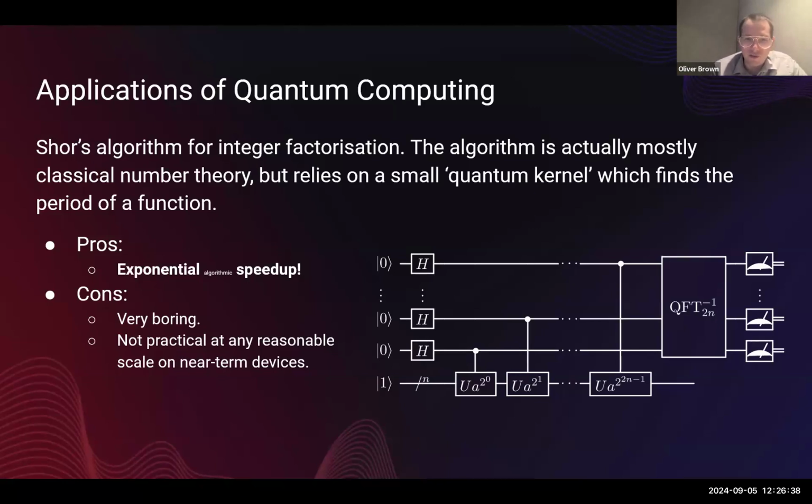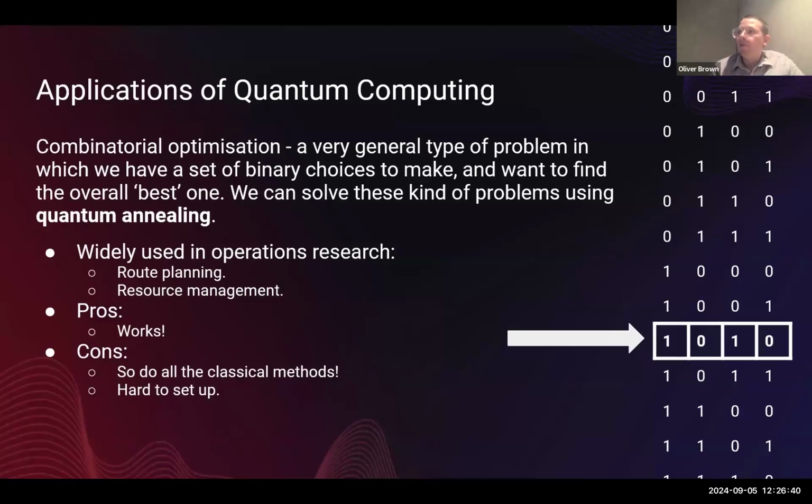But there's one application of quantum computing, another perhaps more interesting and more useful one, though, is, as Chris already mentioned, optimization. And in particular, combinatorial optimization works particularly well on quantum computers. This is a very general type of problem in which we have a set of binary choices to make and want to find the overall best one. And what's interesting about this particular application in my mind is that we can solve this using a different type of quantum computer called an annealer, which effectively is cooled down, and by the time it gets very close to 0 Kelvin, it should be in a state that represents the answer to your problem.